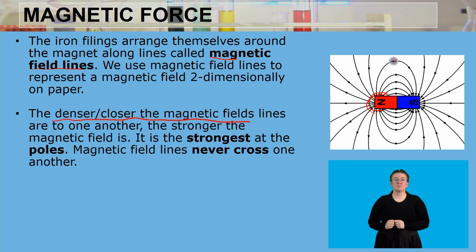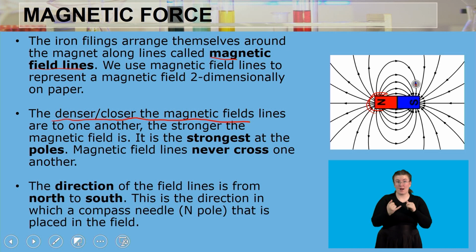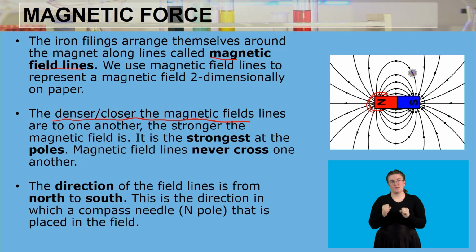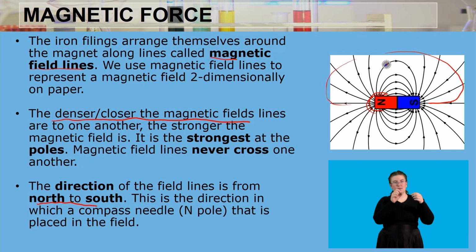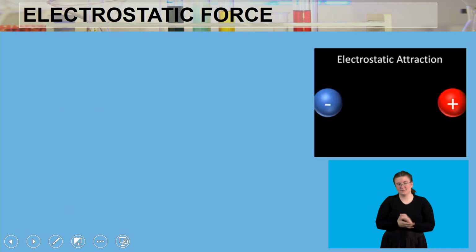Now, those field lines, when you are drawing them, should never touch or cross each other. The direction of the field lines is from north to south. As we can see, the field lines are always moving from north and going to the southern side. From the north, the arrowheads show that they are moving away, and on the southern side, they are moving towards south. This is the direction in which a compass needle with the end pole is placed in that field. So that is going to be showing the direction using the compass needle.